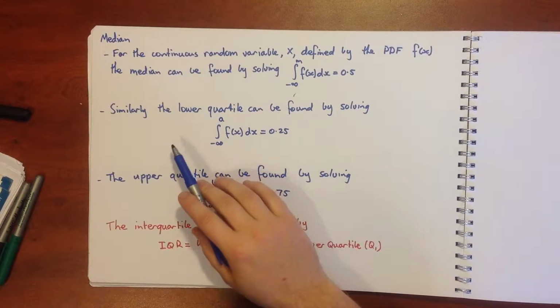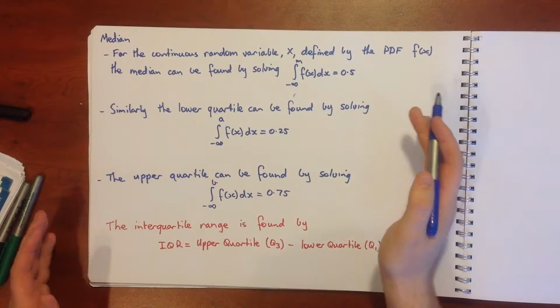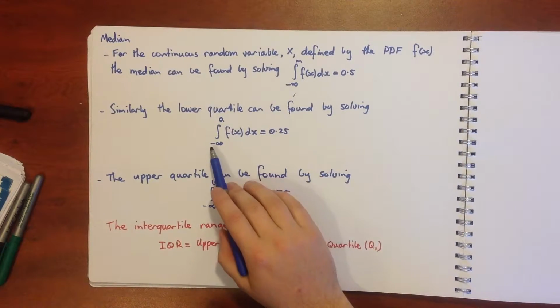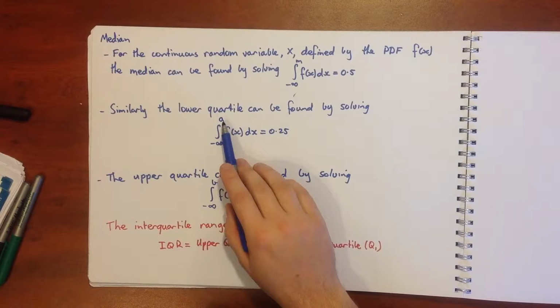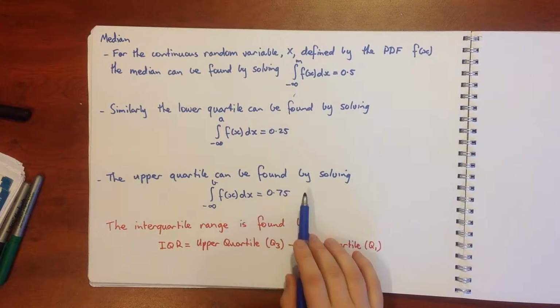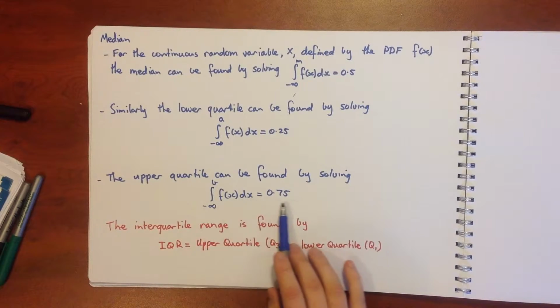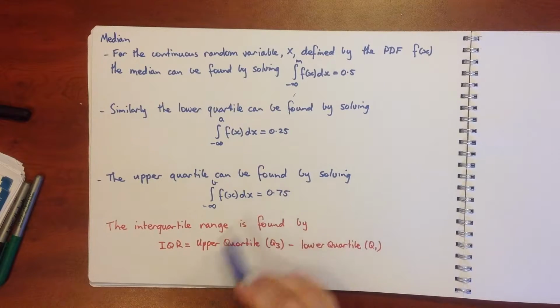Similarly, if we want to find the lower quartile, remember our lower quartile is the median of the lower half of the data, which means that we go from negative infinity, or our lower terminal, up to a and set equal to 0.25. Similarly for our upper quartile, we can find that by going from negative infinity to b of f(x) dx equal to 0.75. And basically our interquartile range can be found by doing our upper quartile, which is Q3, minus our lower quartile. That just gives us an indication of the spread of our middle 50% of our data.